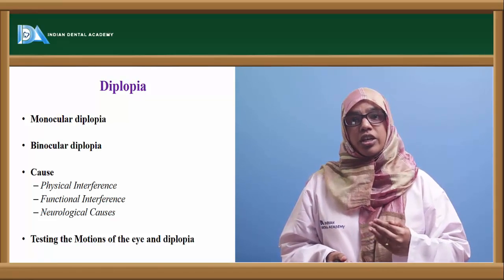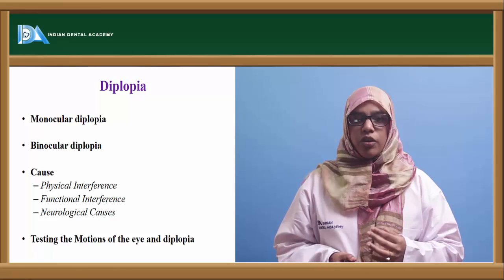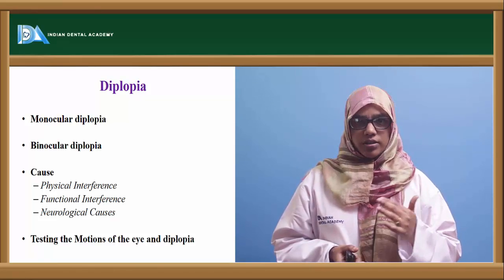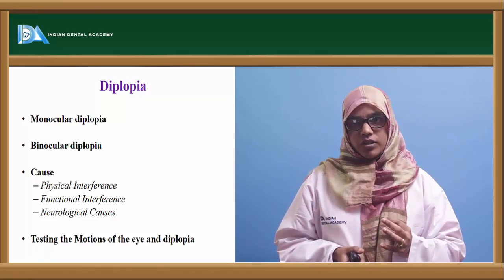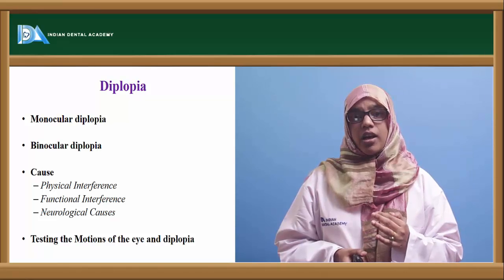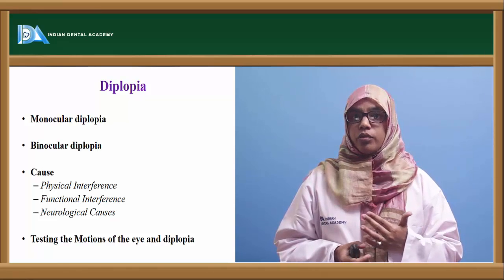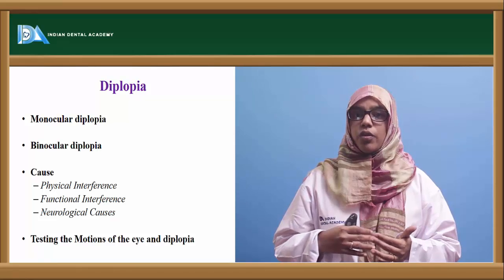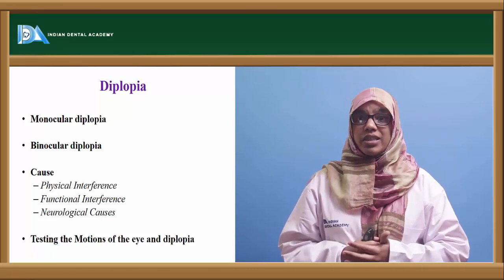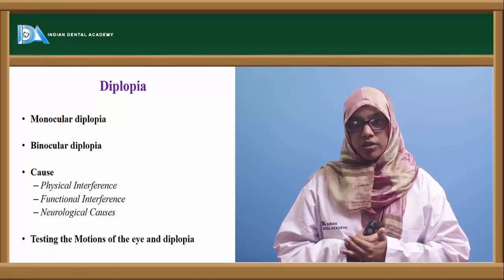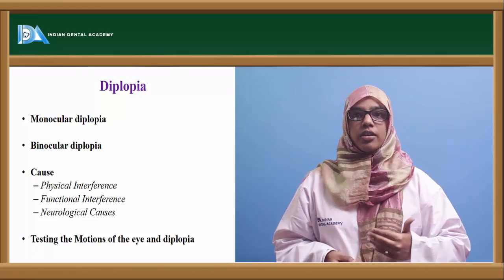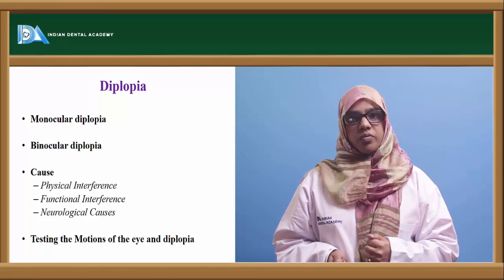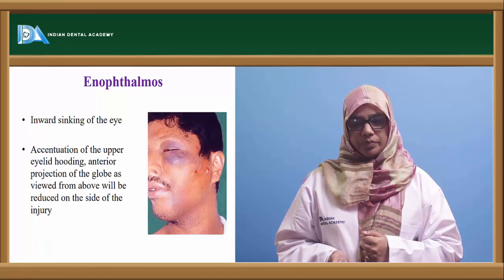Then you could also do a forced duction test. The forced duction test is wherein you anesthetize the area. You take a forceps and hold the inferior rectus muscle and ask the patient to move the eye upwards. If the patient is not able to do this, it is because the muscle is entrapped in the fracture. Okay, this is how you identify that there is diplopia because of muscle entrapment.